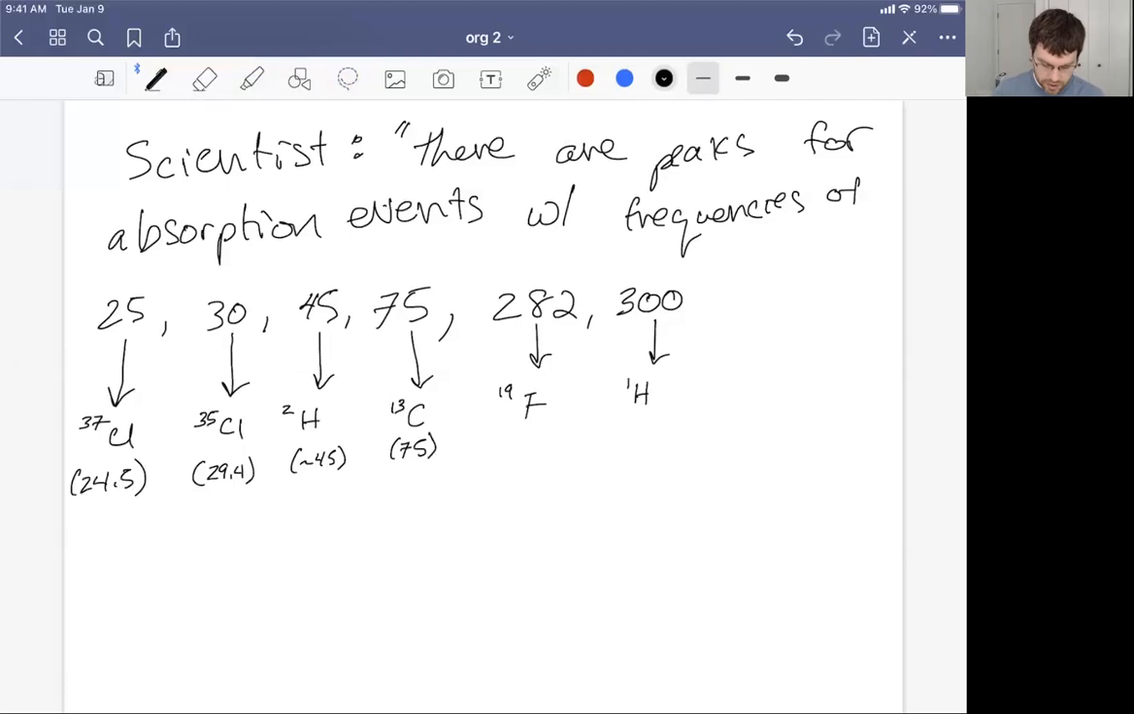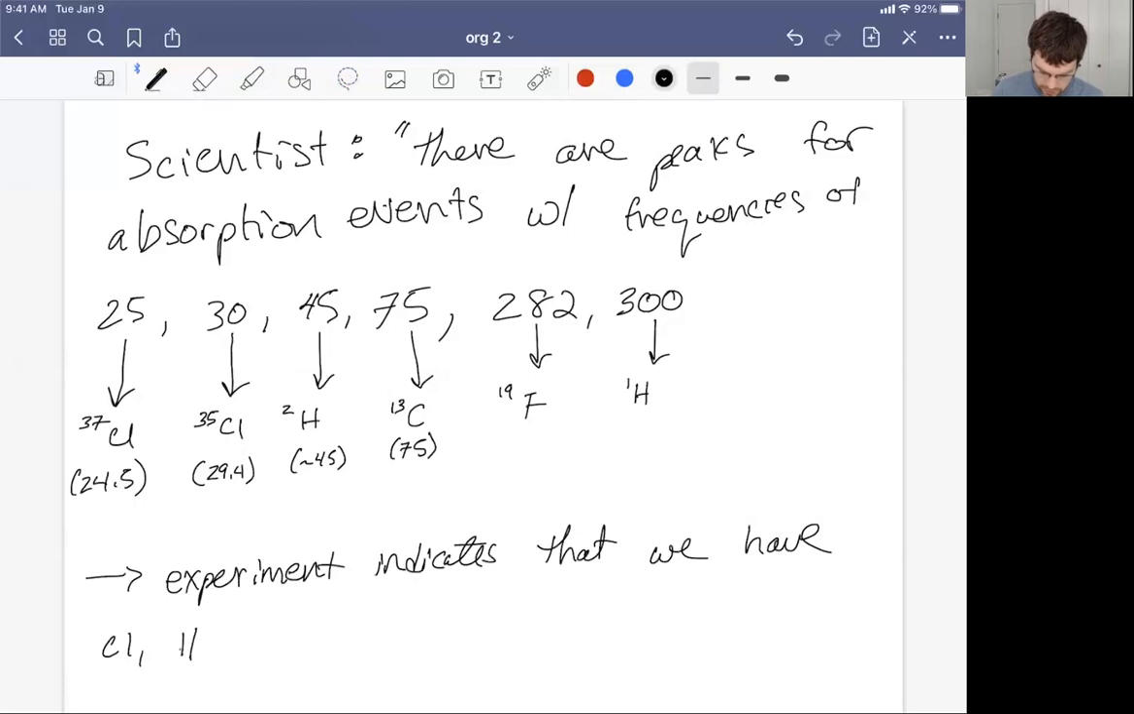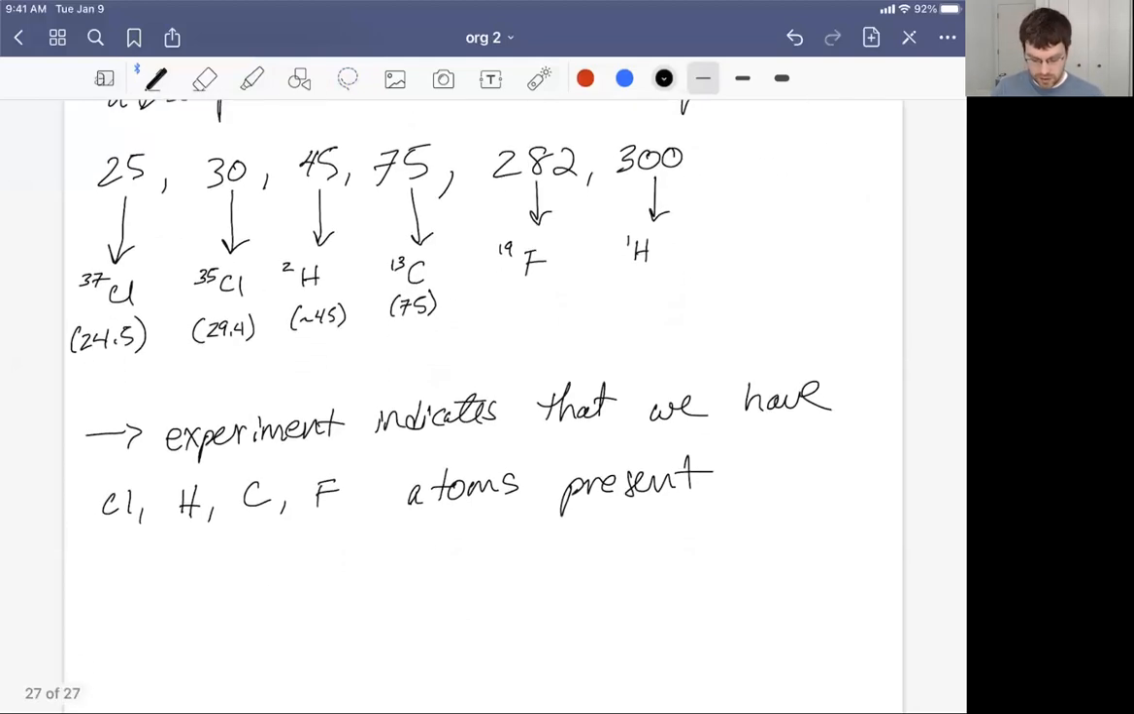Now, here's the issue. The experiment indicates that we have chlorine, hydrogen, carbon, fluorine atoms present. Okay. Seems kind of useful, but there's much easier ways to do this. That is, I'm going to say, yikes. Mass spectrometry could have told us this.